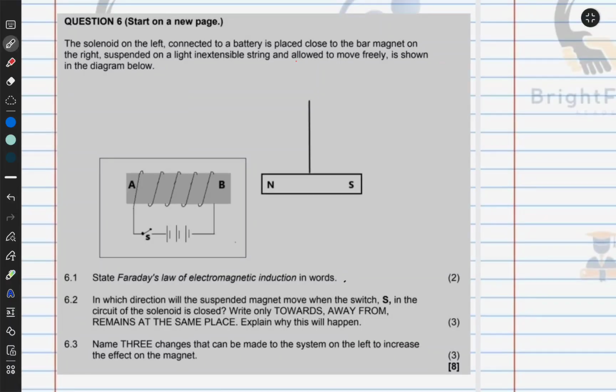So the power magnet is suspended on a light inextensible string, and then it is allowed to move freely. Inextensible just means the string does not stretch. If you've ever seen a rubber band, you can extend that thing by stretching it. This string won't do that, it won't stretch. And allowed to move freely means if there's a stimulus to this magnet, something with enough magnitude to move the magnet, it will move. Either if it has to spin or if it has to swing left or right, it will move.